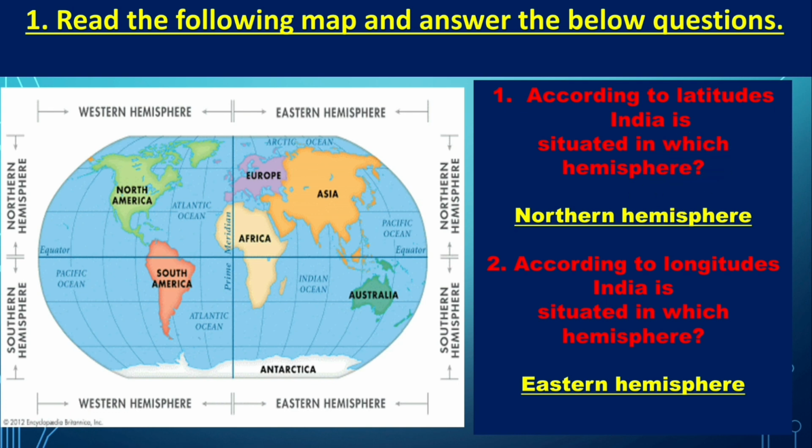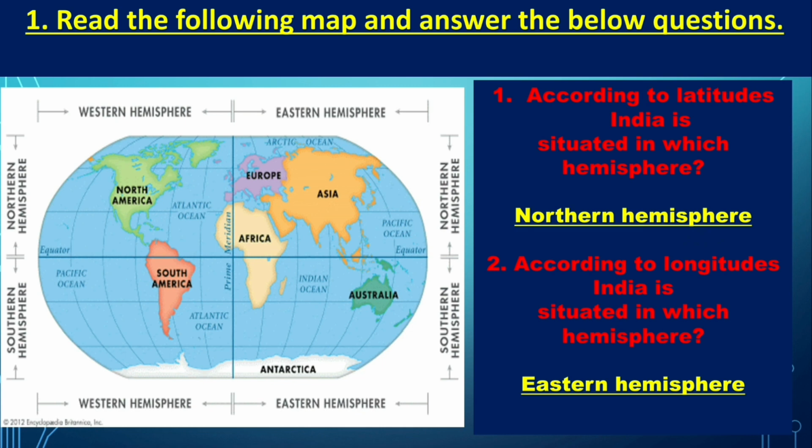Based on latitudes, the globe is divided into two hemispheres, that is the northern hemisphere and the southern hemisphere. So we have to see which hemisphere India is in. See, this is the location of India. So India is in which hemisphere? Northern hemisphere. So the answer is the northern hemisphere.